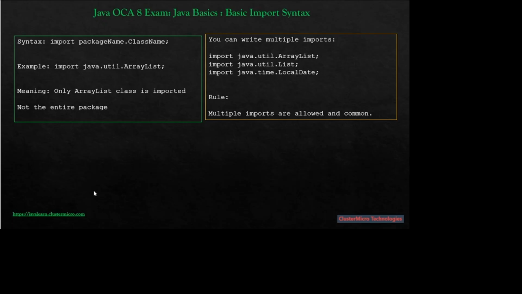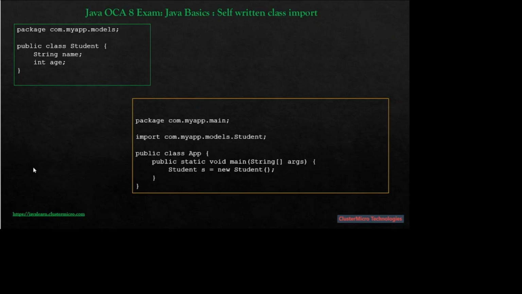Next is importing a self-written class, right? Say you have written a class Student in the package com.myapp.models, that's your package name, and your class resides there, Student. Now we have another class called App where you are going to have the public static void main. Even if you don't have it, you just want to utilize this particular class there. How do you use it, right?